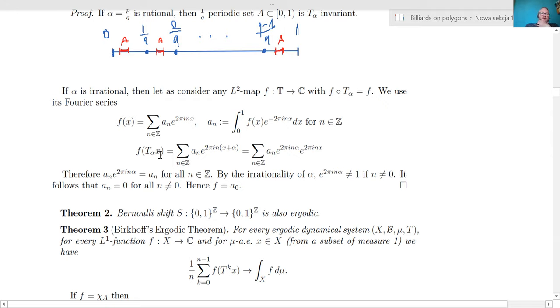And since these two maps are equal almost everywhere, it means that they are equal in the space L2. All coefficients must be equal. But on the other hand, because of irrationality, this factor is not equal to one. It's equal to one only for n equal to zero. So it means that Fourier coefficients are vanishing, except for the trivial situation. And it follows that F is just constant because it's equal to the trivial part of the Fourier series.